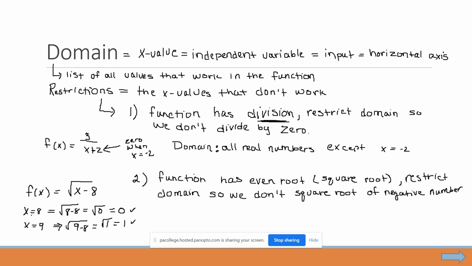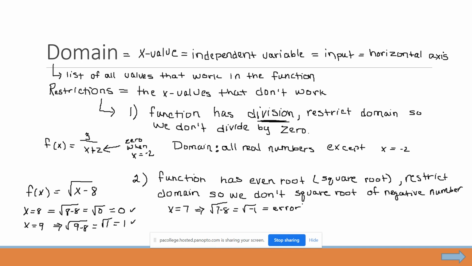Now I want to go to the other side. The other side would be smaller than 8. So what if x equaled 7? I plug that in where the x is. So I have square root of 7 minus 8, which is square root of -1. And that's where my calculator gives me an error message, because the square root of -1 is defined as i, an imaginary number. That doesn't work.